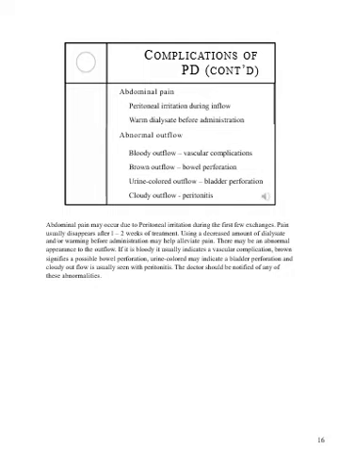There may be an abnormal appearance to the outflow. If it is bloody, it usually indicates a vascular complication. Brown signifies a possible bowel perforation. Urine colored may indicate a bladder perforation, and cloudy outflow is usually seen with peritonitis. The doctor should be notified of any of these abnormalities.